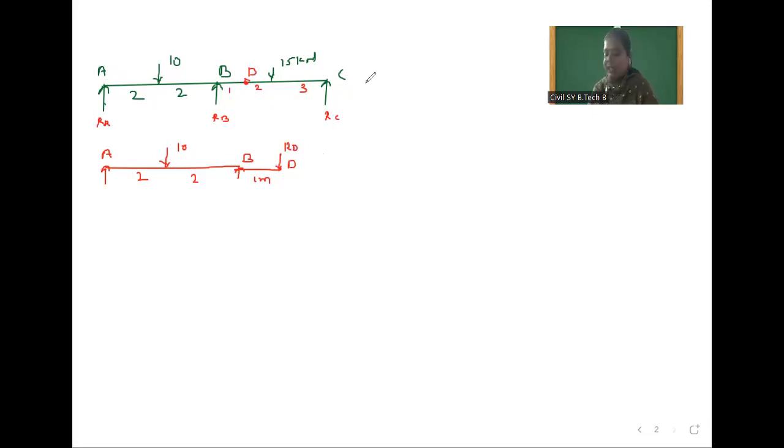Now I will draw the remaining half part here. In this remaining half part, a 15 kilonewton load is applied. This is 2 meter and this is 3 meter. Now, suppose this is structure 1 and this is structure 2. So, which equation will we solve first?